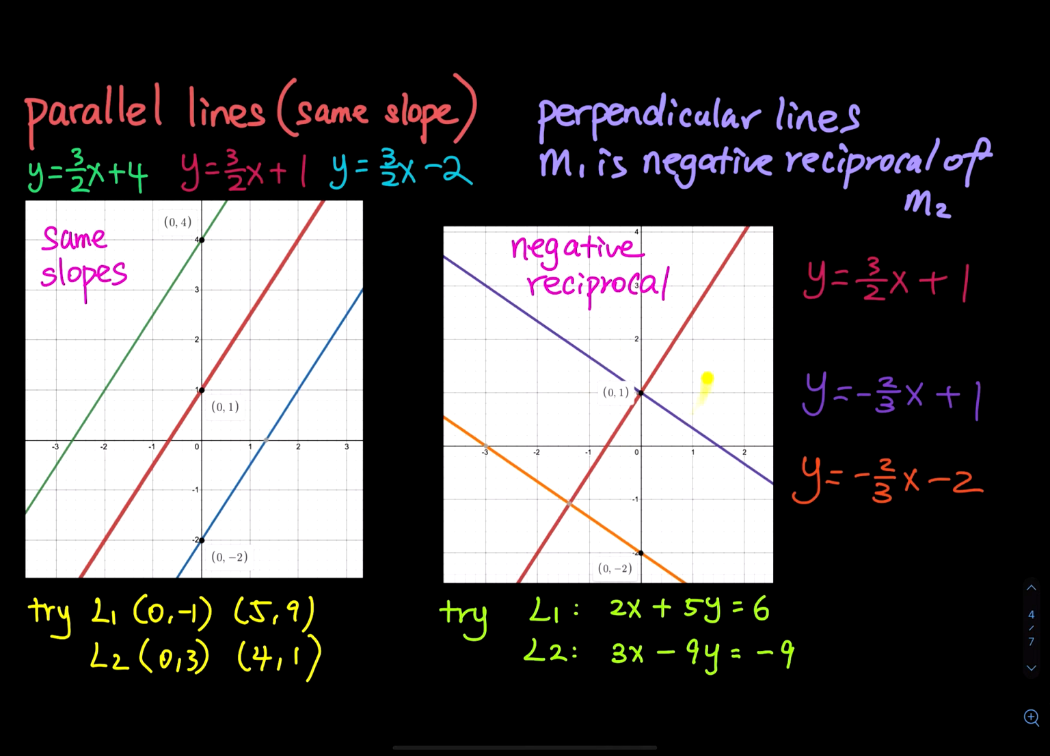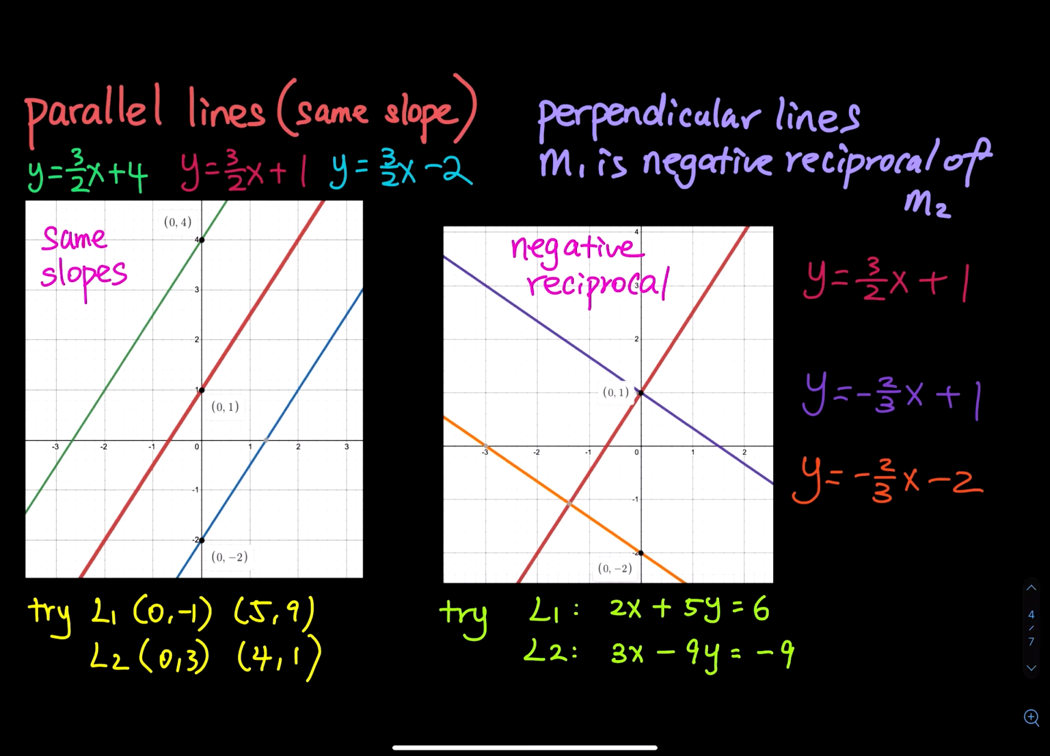So the purple line and the red line are perpendicular because the angle measurement is 90 degrees. And then the orange line: the only difference between the purple and the orange is that I changed the y-intercept, from 0, 1 to 0, negative 2. Since I did not change the slope, the orange line is still perpendicular to the red line.